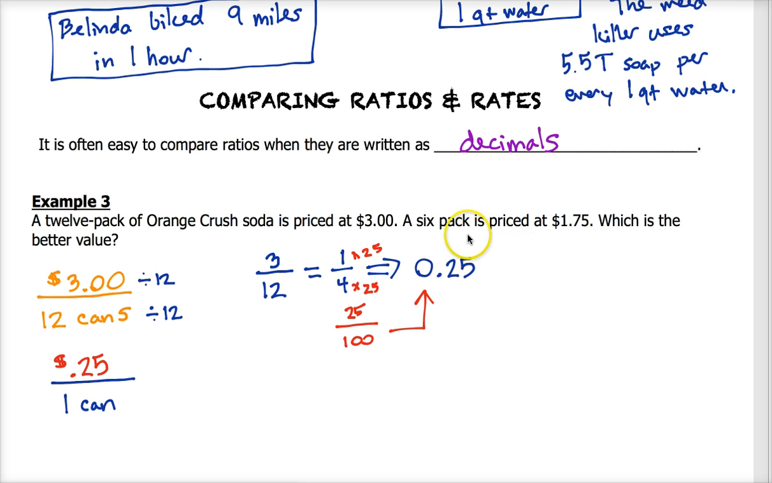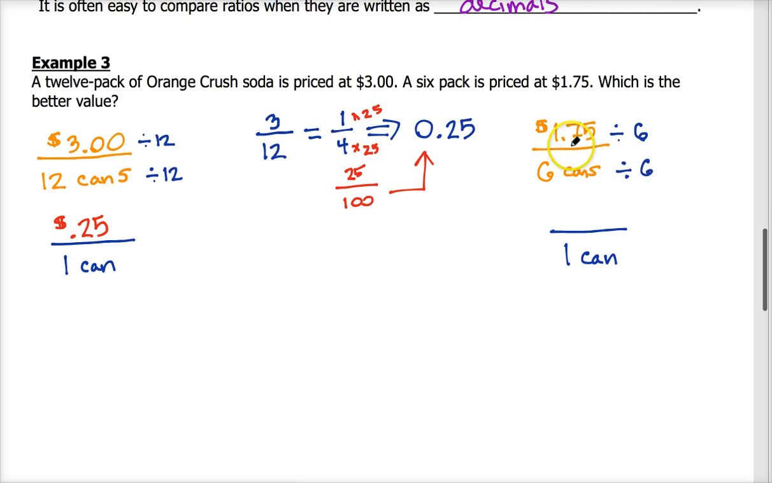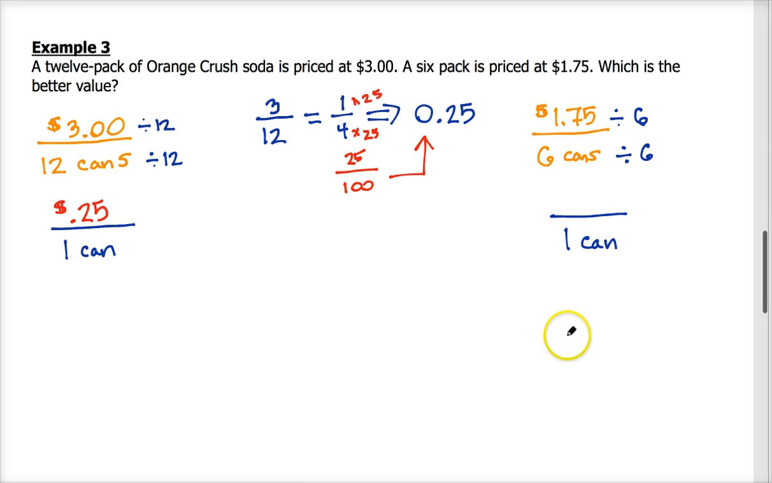Now let's go over here and do the unit rate for a 6-pack of soda. So a 6-pack is priced at $1.75. So we can say $1.75 per every 6 cans. Well, to make this a unit rate, I need to divide the denominator by 6 and do the same thing with my numerator. So I get 1 can in my denominator. Here I'm going to do some long division because my numerator is already a decimal. So I'm doing 1.75 divided by 6. Remember to line up your decimal points.